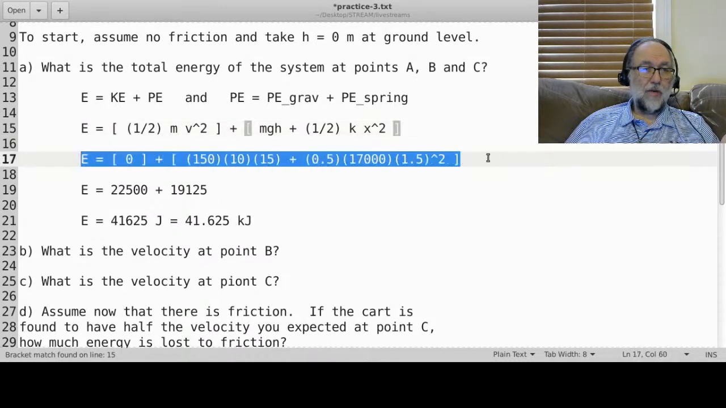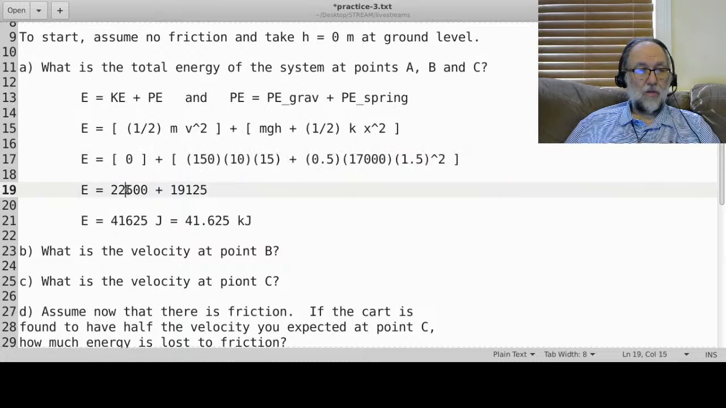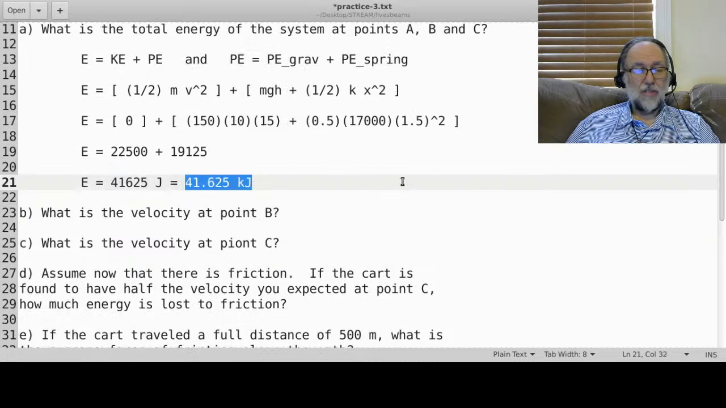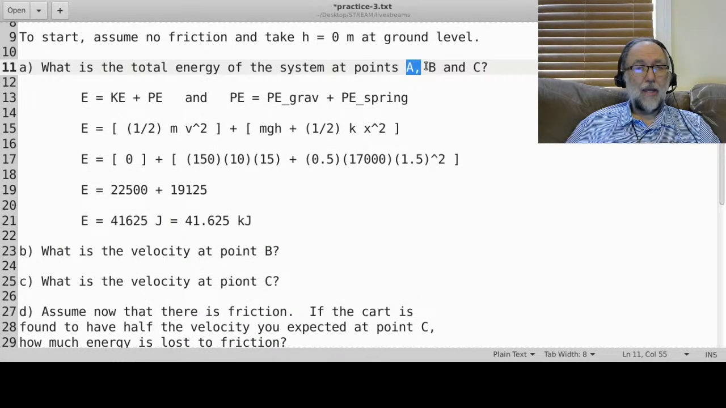Here is the energy with the numbers substituted at point A, because you have all those numbers there. There's the kinetic, there's the gravitational, there's the spring, and it turns out to be 41,625 joules, and that turns out to be 41.625 kilojoules. And that is the energy at point A, point B, and point C.